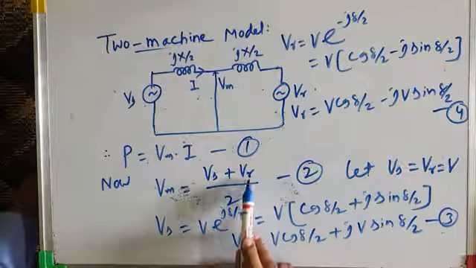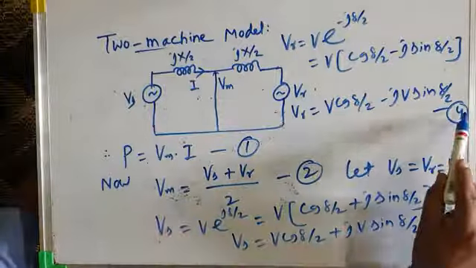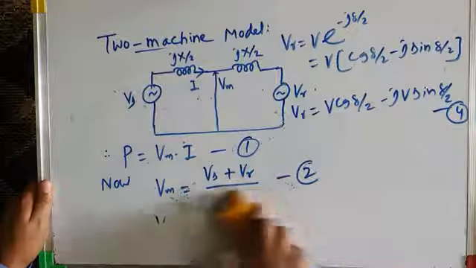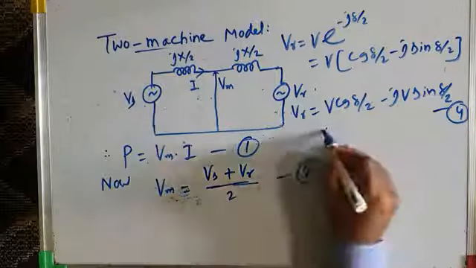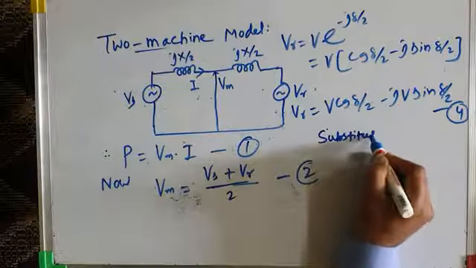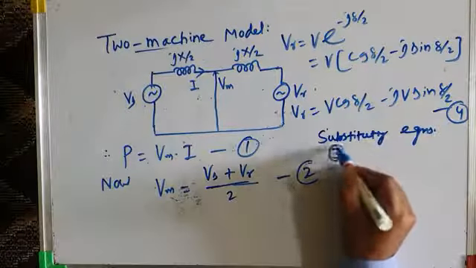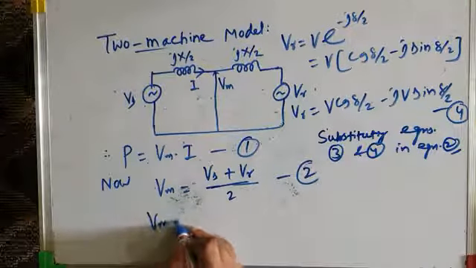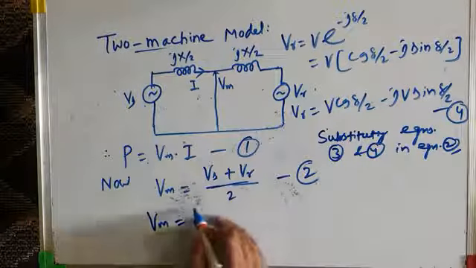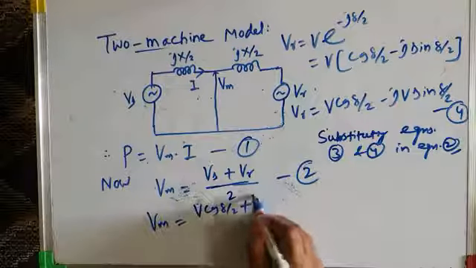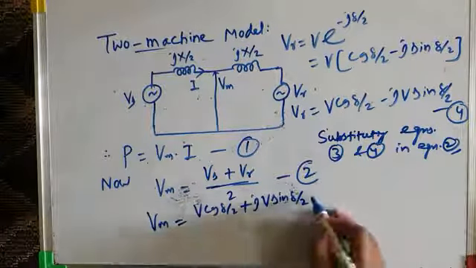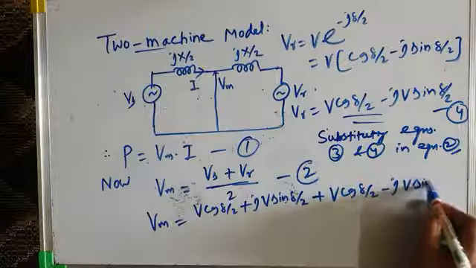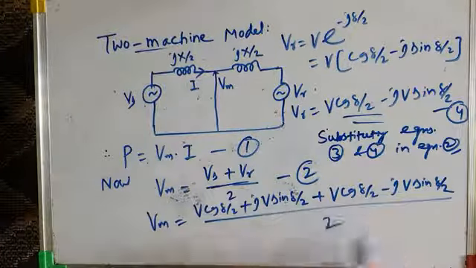we have the expression for Vs as given in equation 3, and the expression for Vr as given in equation 4. Substituting equations 3 and 4 into equation 2, we'll get the mathematical expression for Vm. So let me write here, substituting equations 3 and 4 in equation 2, we get Vm is equal to Vs plus Vr by 2. What is Vs? Just a few moments back we have written that. That is V cos delta by 2 plus jV sine delta by 2, plus Vr. Vr is given here by equation 4. Plus V cos delta by 2 minus jV sine delta by 2. And then this whole divided by 2.